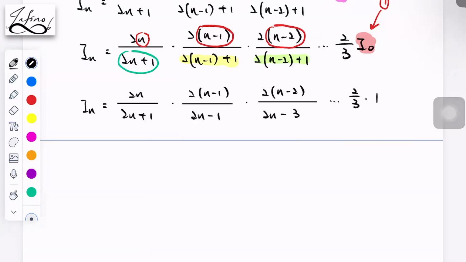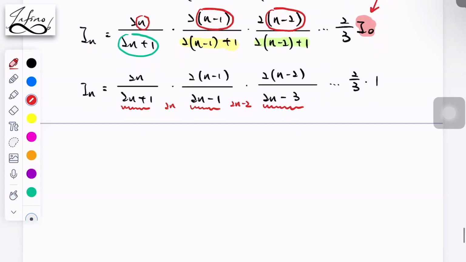So far so good. What should we do next? The next thing is we really have to be able to observe the pattern. The pattern is there's something missing in between, because you can see this one is 2n plus 1. Supposedly the next term should be 2n, right? But now it becomes 2n minus 1. And then after 2n minus 1, the next term should be 2n minus 2, but now it becomes 2n minus 3. And that's why we have to do some adjustment.